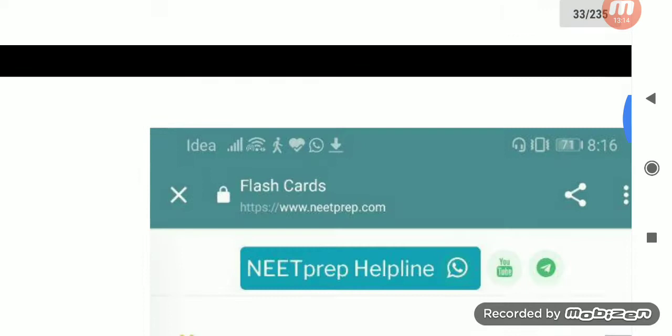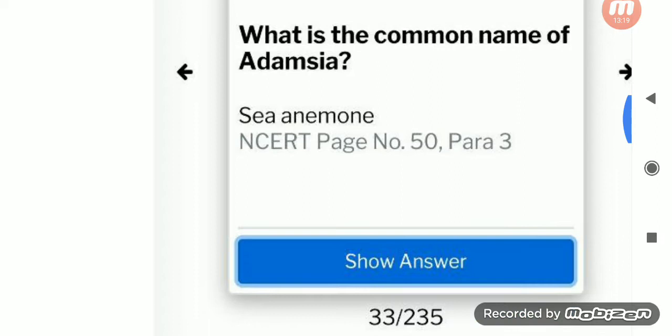What is the common name of Adamsia, the sea anemone?